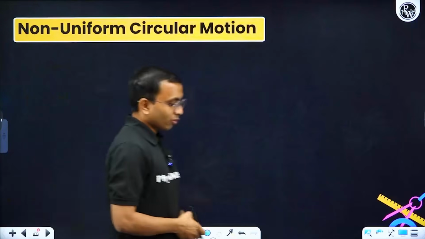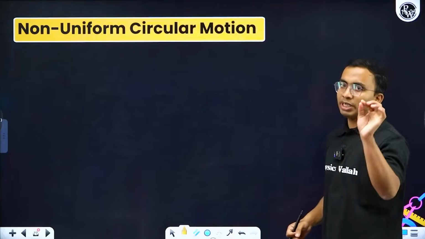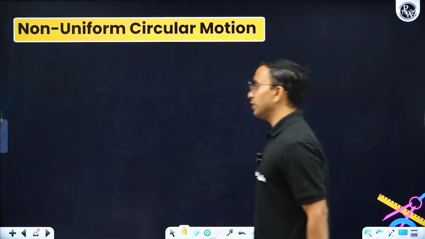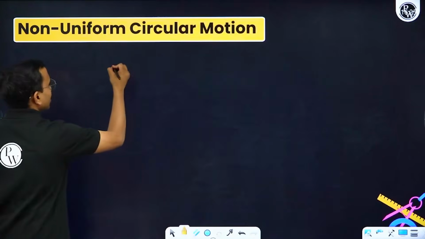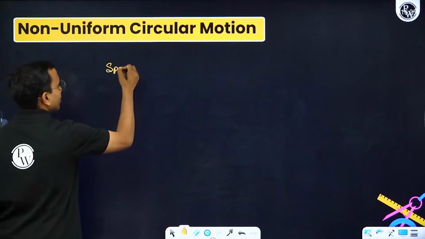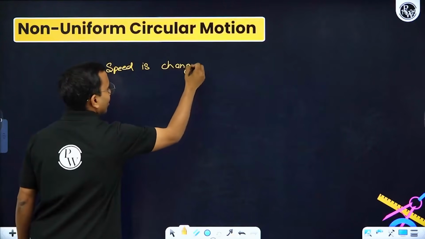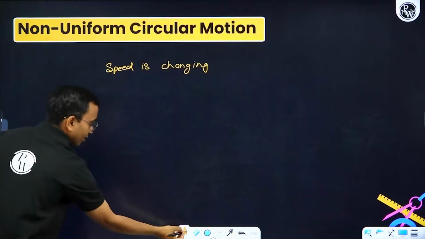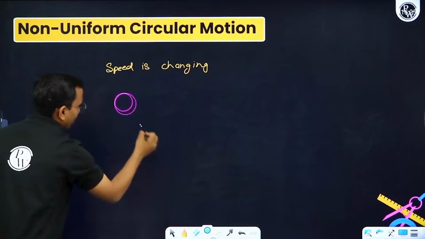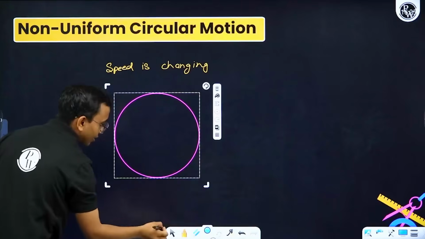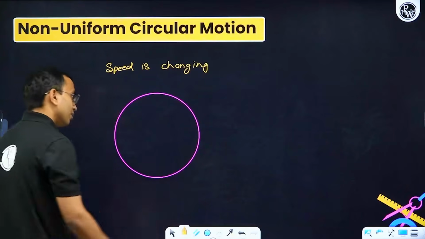Now, non-uniform circular motion. Uniform circular motion means the speed is constant. Non-uniform circular motion means the speed is not constant. The speed is changing. The particle is moving in the circle and the speed of the particle is changing. It may be increasing, it may be decreasing.